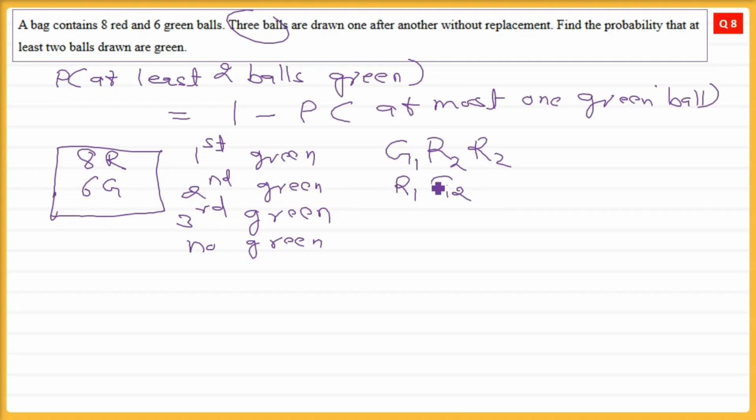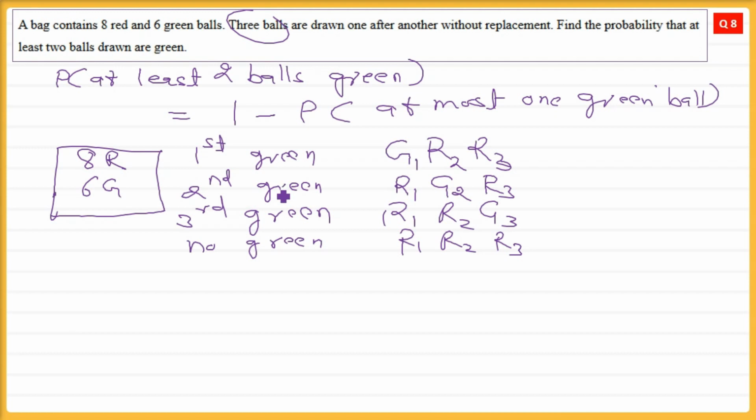The second case, green has to come in the second place. Third, the green should come in the third place. And no green means all of them should be red. R1, R2, R3. Now we have to compute the probability of this one.